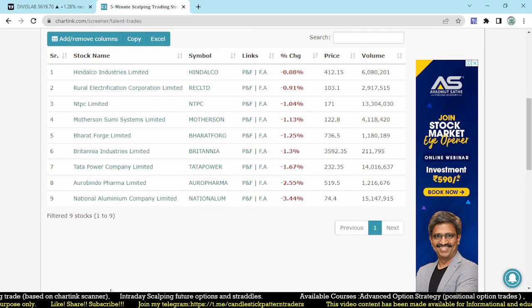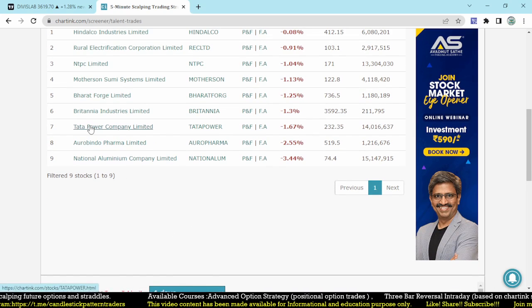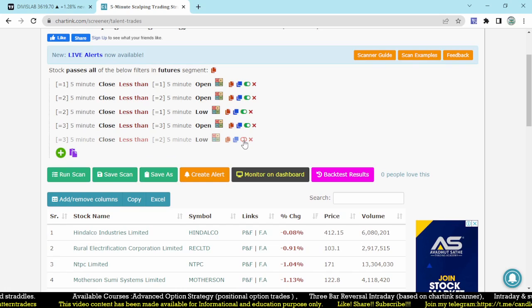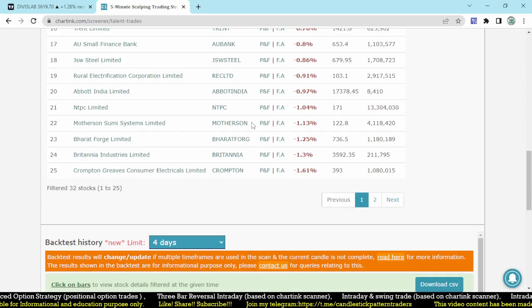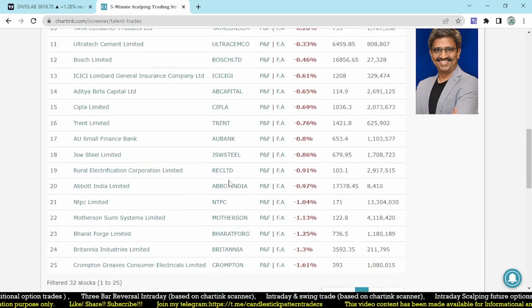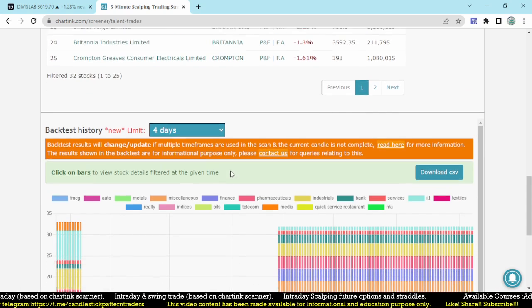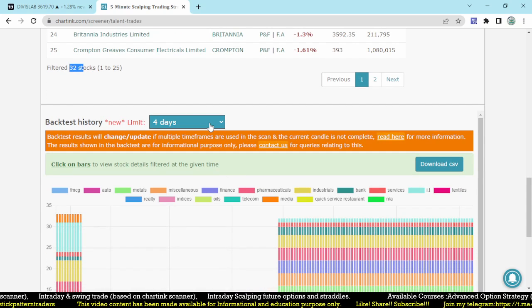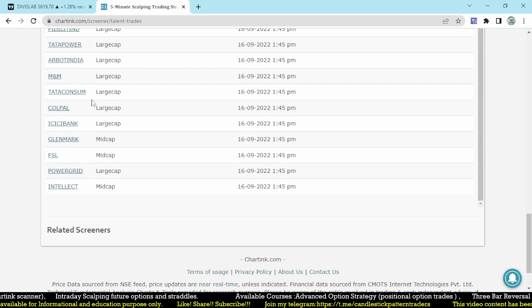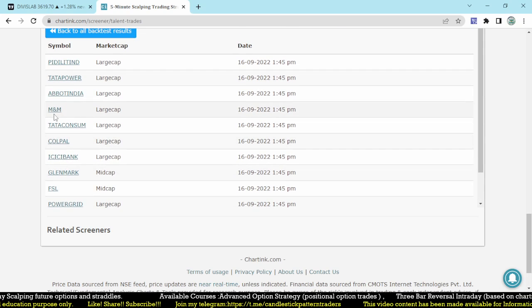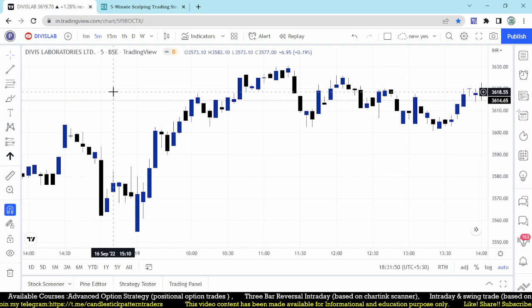So these are the stocks which we got today: National Aluminium, Aarti Pharma, Tata Power. But if you hide these conditions, you get more stocks, and if you get more stocks, there is a risk in finding out which one is better. If you hide those conditions, you will find 32 stocks. Yesterday we had so many stocks, like Tata Consumer, M&M, Abbott. A lot of stocks we got yesterday. Even Pidilite, let me go check Pidilite.